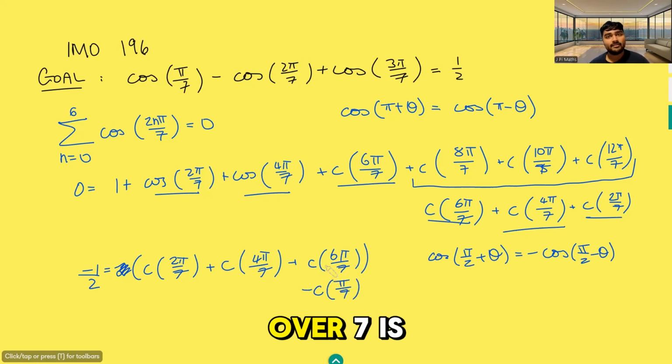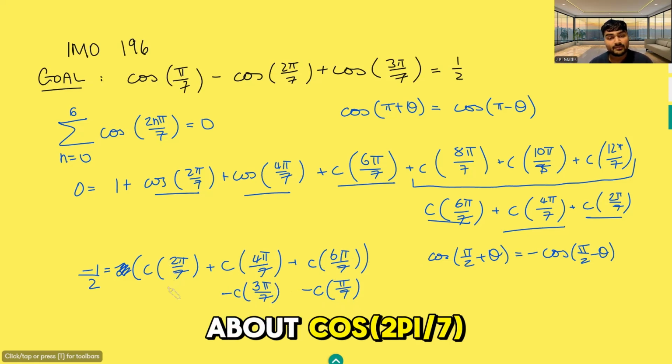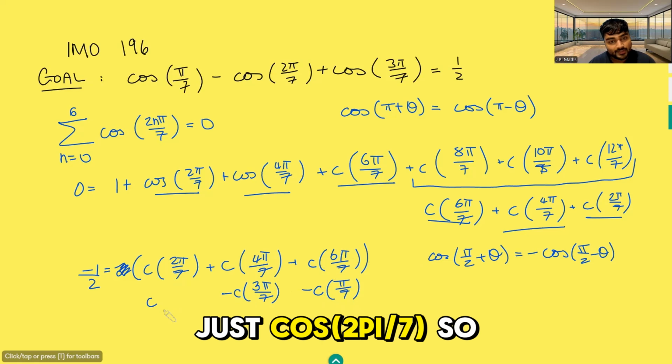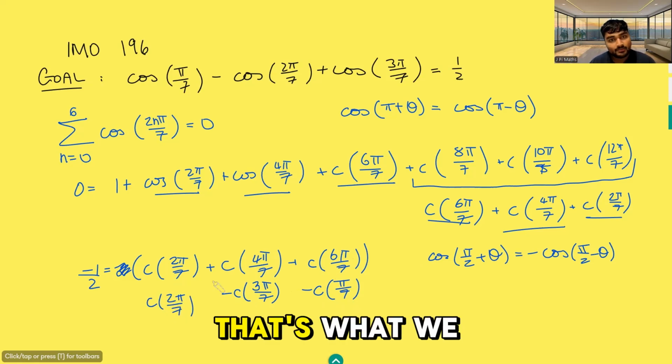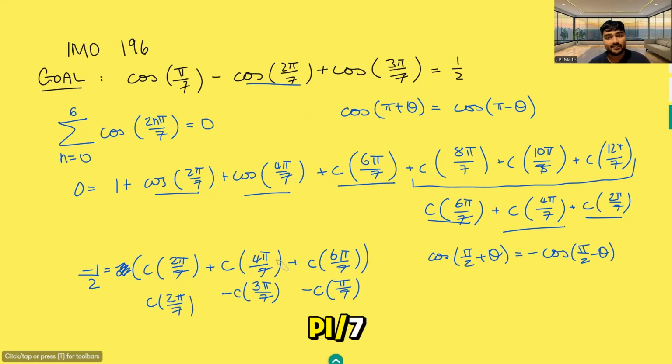So 6 pi over 7 is like 2.5 pi over 7 more than a half pi. So if you subtract that from a half pi, you get pi over 7. So this is minus cos pi over 7. How about this guy? Well, this is going to be the same as minus cos 3 pi over 7. And then what about cos of 2 pi over 7? Well, that's already just cos 2 pi over 7, so that's fine. That's what we already wanted.